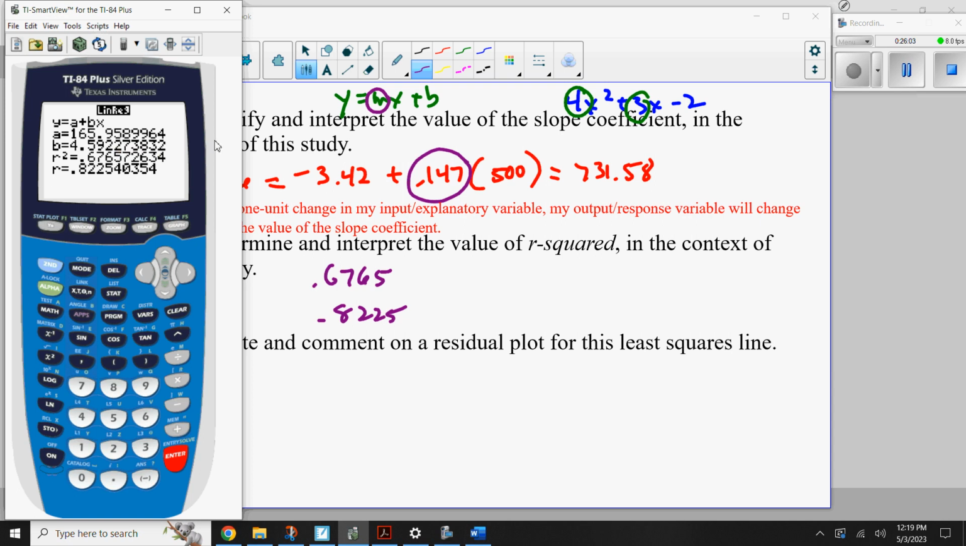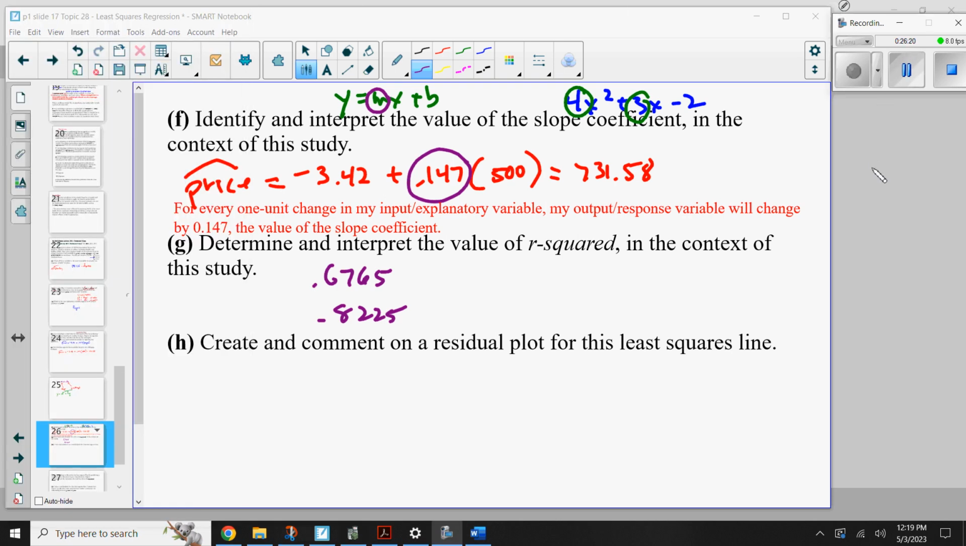But the R squared and the R are the same because the correlation coefficient doesn't matter. It's a correlation between the two variables. It doesn't matter which one's first and which one's second. It doesn't matter which one's X and which one's Y. They're the same.